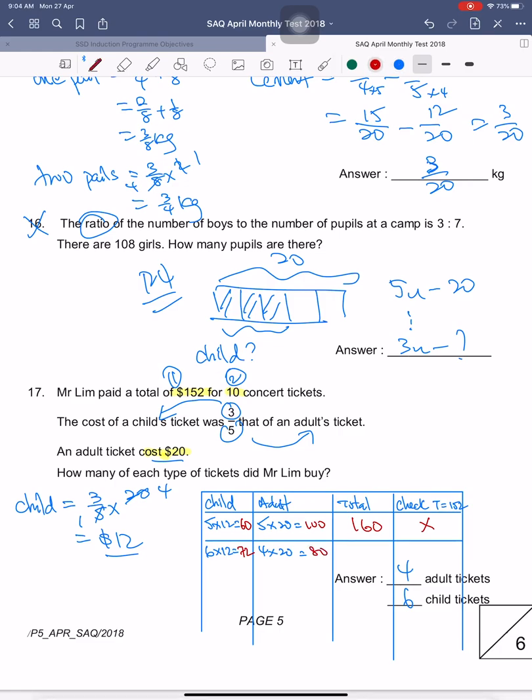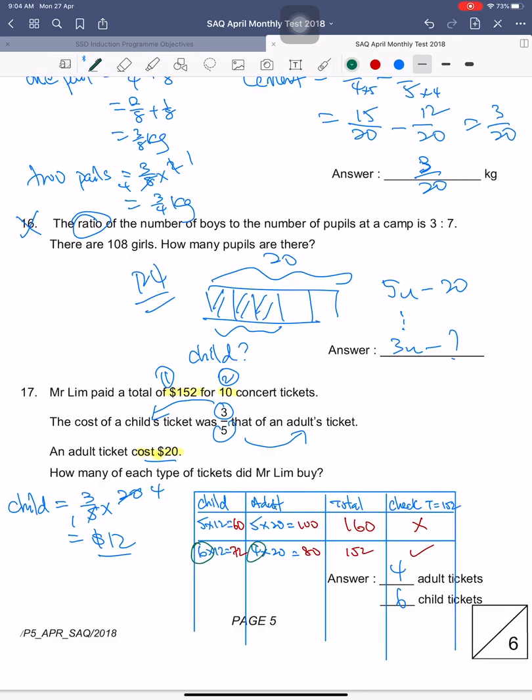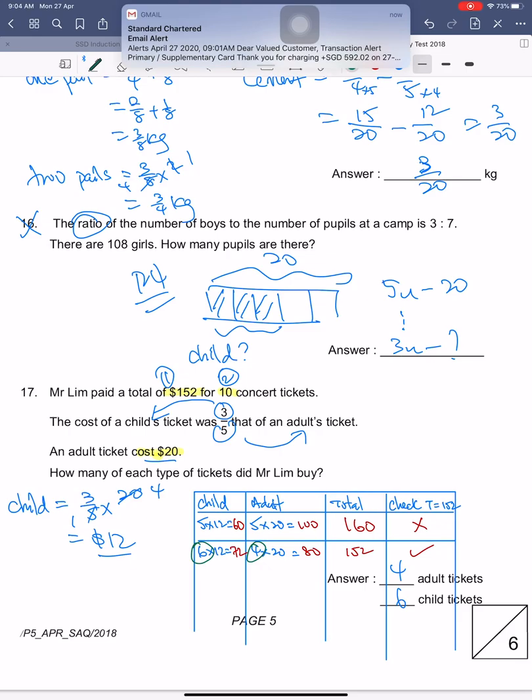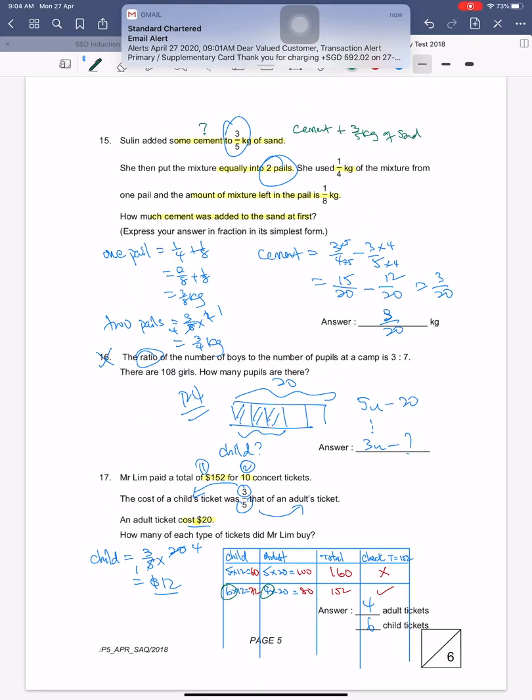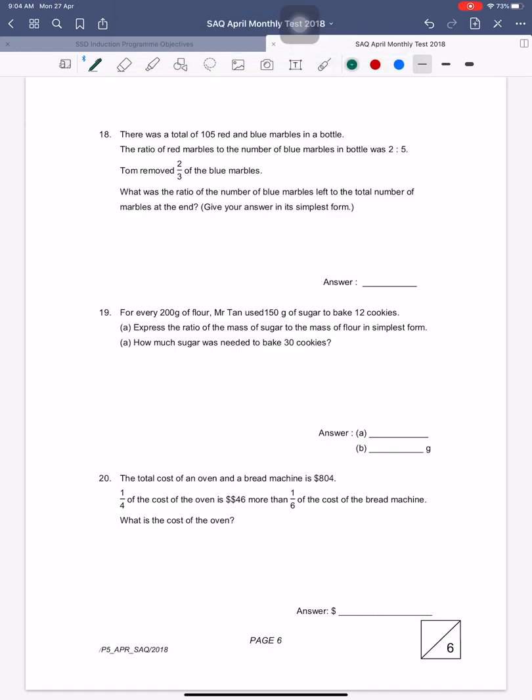Alright, so add these two, 152. Yes, that fulfills the first condition. Okay, so that's the reason why. So if you look, there should be 6 child and 4 adult tickets. Okay, 4 and 6. Okay, all right. Next question, the last page.